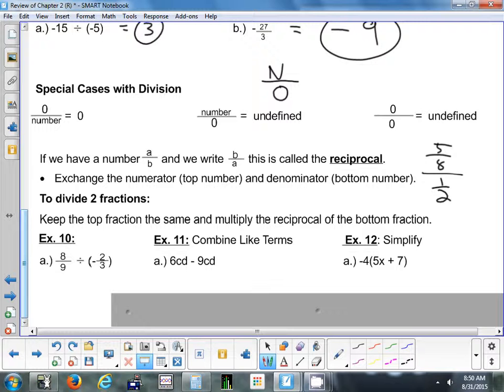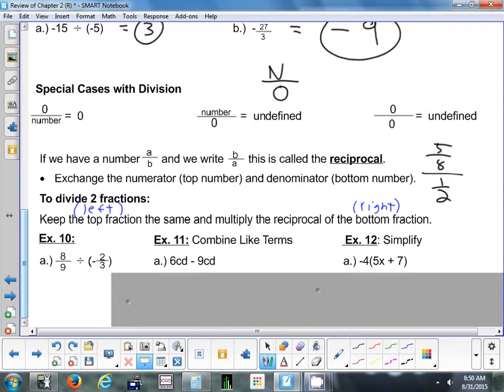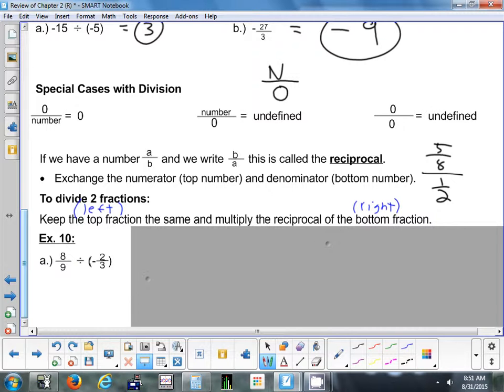So what we do here is, if it doesn't say top and bottom, you could also view it as left and right. Keep the left fraction the same and multiply by the reciprocal of the right. Or you can do first and second, yep. Some people, if you want to rewrite it so that it is one over the other, you could do that. I don't think that's really necessary, but you could.